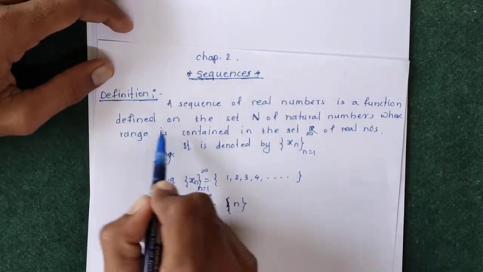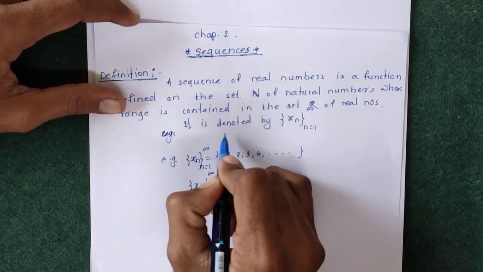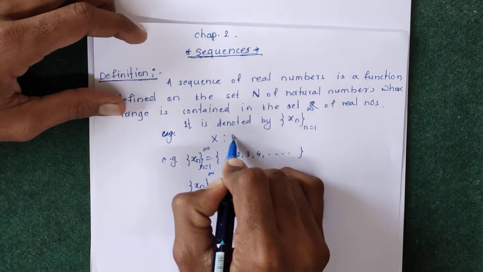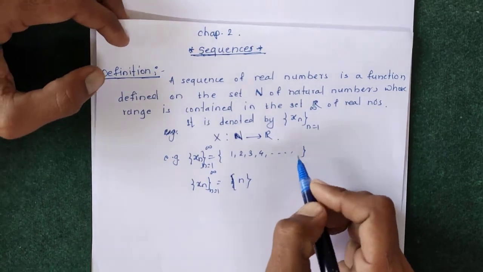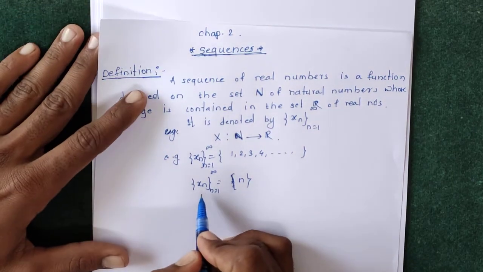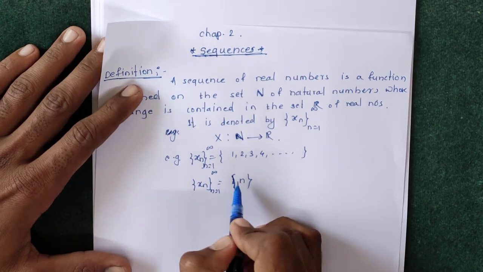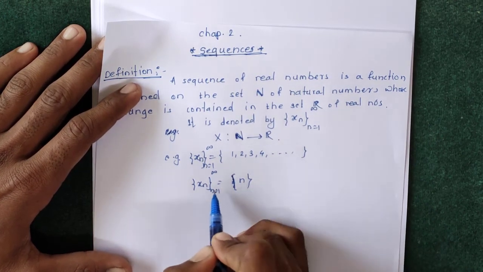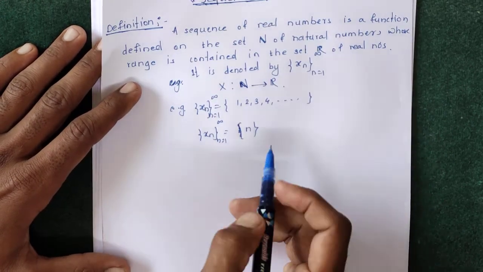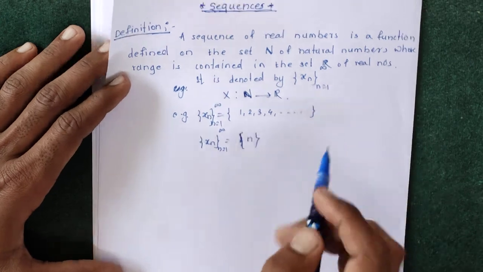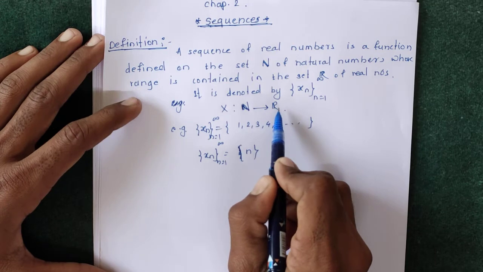A sequence of real numbers is a function defined on the set of natural numbers whose range set is contained in R. It means this sequence is a function, suppose x, from the set of natural numbers to real numbers defined in some definite manner. Here the sequence xn is defined by n running from 1 to infinity, where n is from the set of natural numbers. So this is the definition of sequence. Sequence means there is some rule assigned to each and every natural number which gives some real number.